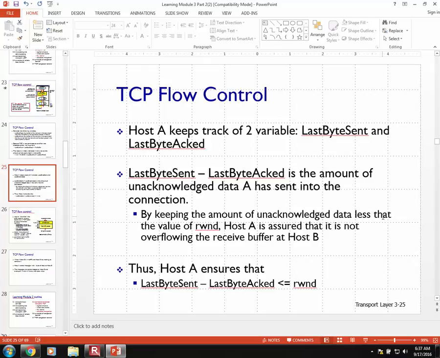By keeping the amount of unacknowledged data less than the value of RWND, which is the value that the receiver sends back to the sender, host A is assured that it's not overflowing the receive buffer at host B. And this is because data is not acknowledged until it's actually sent to the application. So anything unacknowledged could be something sitting inside that buffer. To make this work, host A ensures that the last byte sent minus the last byte acknowledged is less than or equal to RWND.